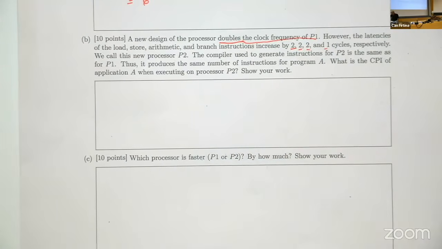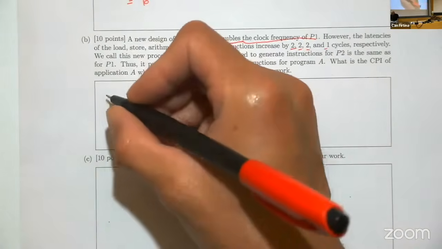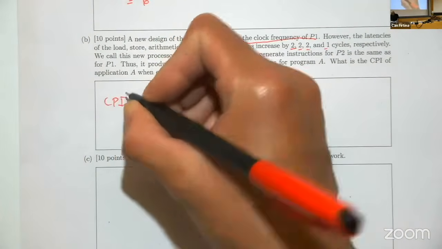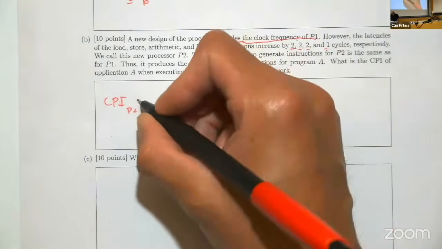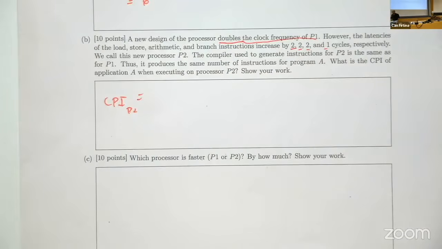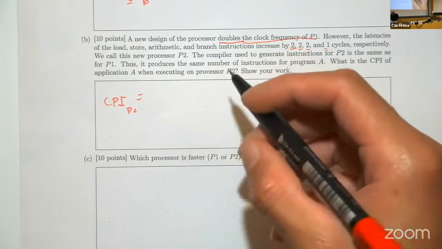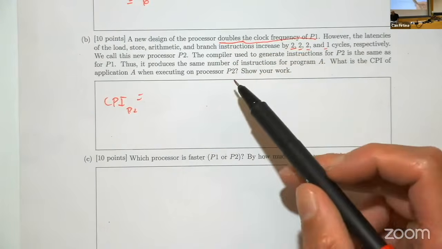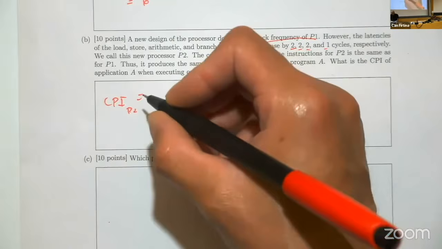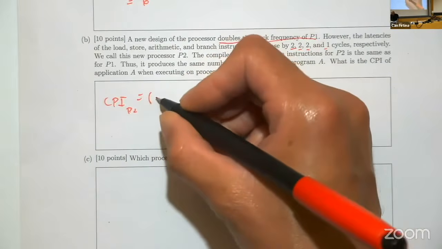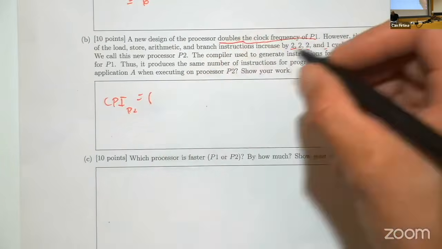Show your work. So it's pretty much CPI of P2. Pretty much the same as what we did, but we are going to include those latencies in the CPI calculation. Since we say in the question that the compiler is the same, the breakdown of instructions is going to be exactly the same, so you can keep this. The only thing that you need to do is add the added latencies.